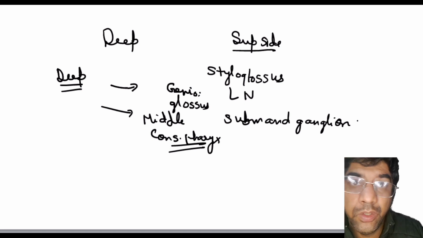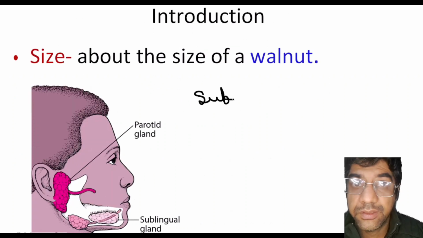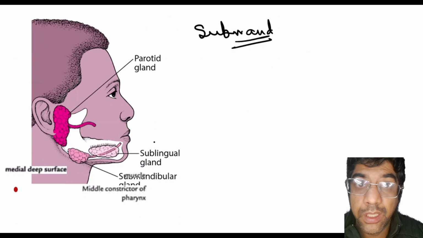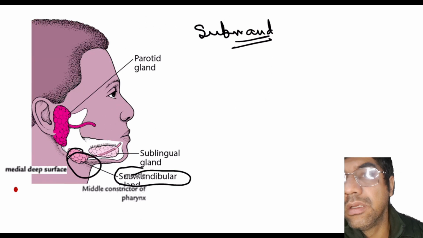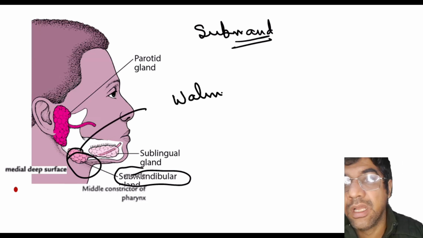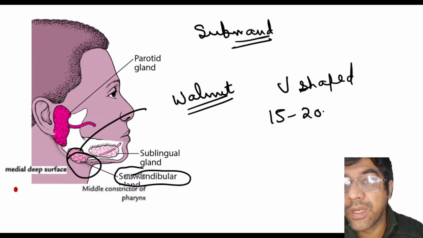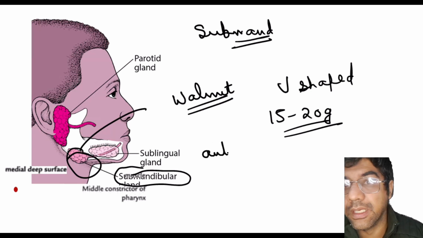Now let us come to the submandibular salivary gland. Remember that the gland is the size of a walnut. It is J-shaped, weighs around 15 to 20 grams, and is located in the anterior part of the digastric triangle.